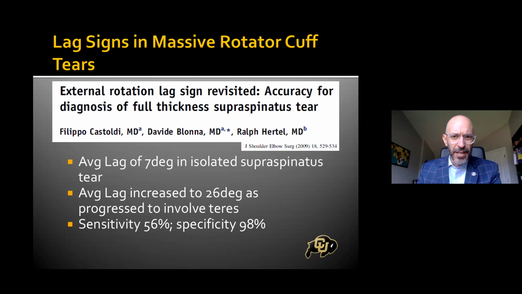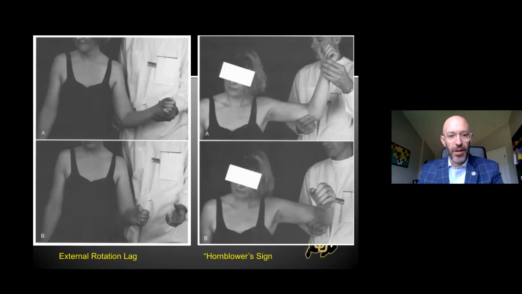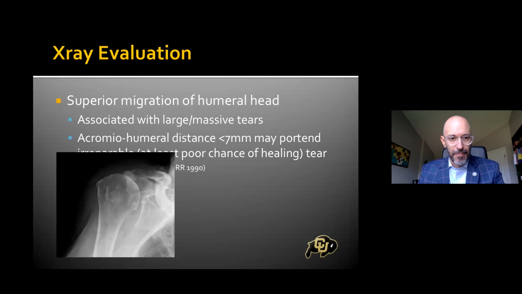I wanted to point out that lag signs are a tool that I use frequently. This Ralph Hurdle has pioneered, and looking at a lag sign of 7 degrees in an isolated supraspinatus tear, as that goes up, this involves more of the superior and superior posterior rotator cuff with a high degree of specificity. So I found this really critical. This is pulling the patient's arm out, particularly into external rotation and an abduction external rotation for the hornblower sign. And if they can't hold that arm there, that's a positive lag sign, and we can measure the degree measurement that's happening there.